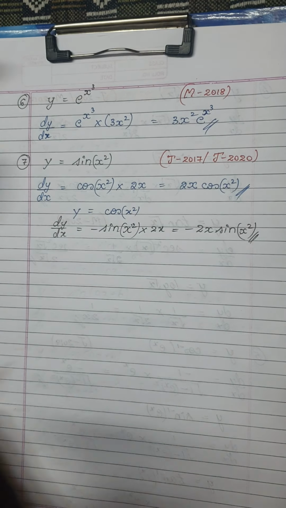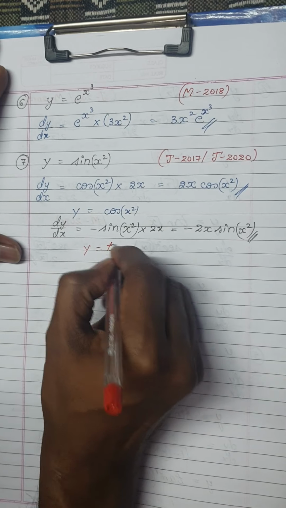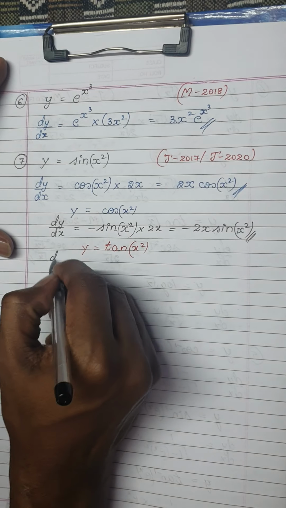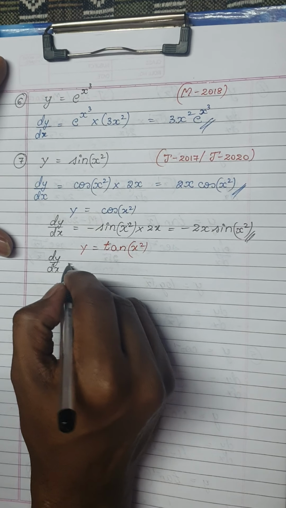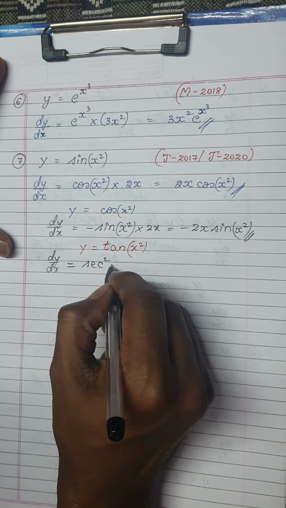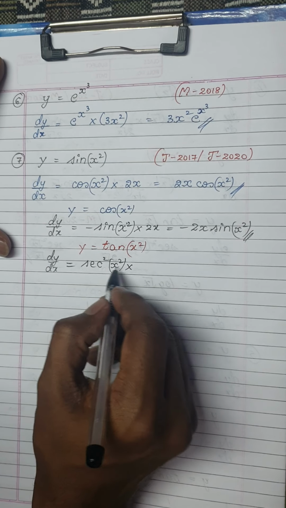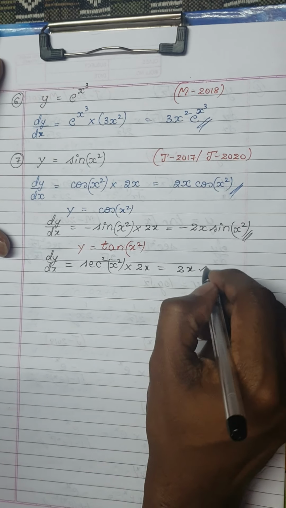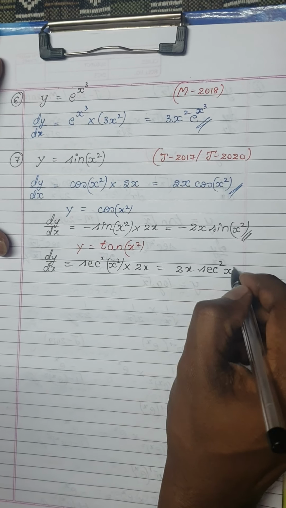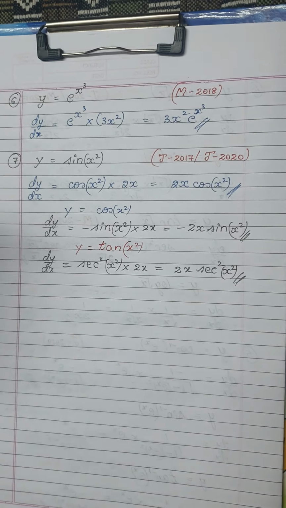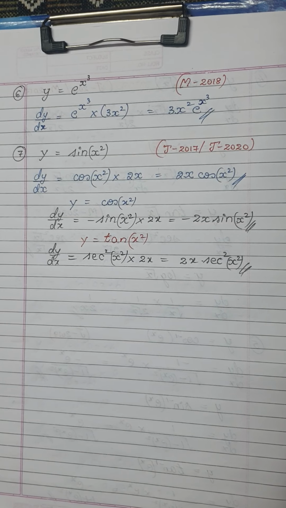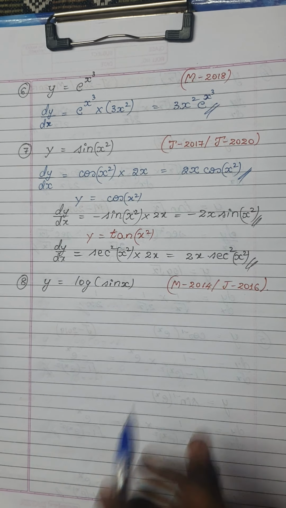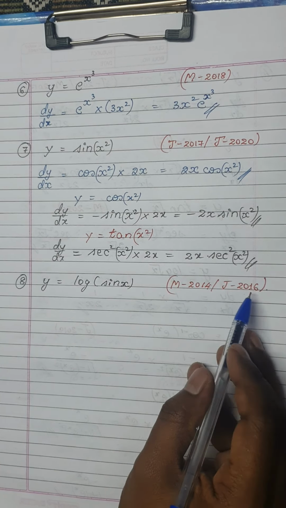Very simple. If it gives you y is equal to tan of x square, then dy by dx is nothing but, what is derivative of tan? We know derivative of tan is secant square of f of x into derivative of f of x, which is 2x. Very easily you can get. So it is 2x into secant square x square. So this is the derivative of tan of x square. We'll move on to the next one. This was asked in March 2014 and July 2016.